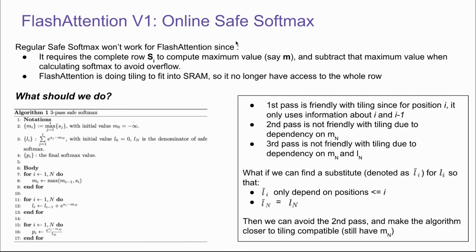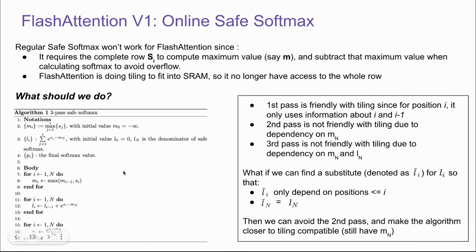We have already gone through the safe softmax algorithm. However, it won't work for flash attention, since safe softmax requires the complete row Si to compute the maximum value and subtract that maximum value when calculating softmax to avoid overflow. Flash attention is doing tiling, meaning breaking K, V and Q into blocks to fit into SRAM, so it no longer has access to the whole row. Then in this case, what should we do?